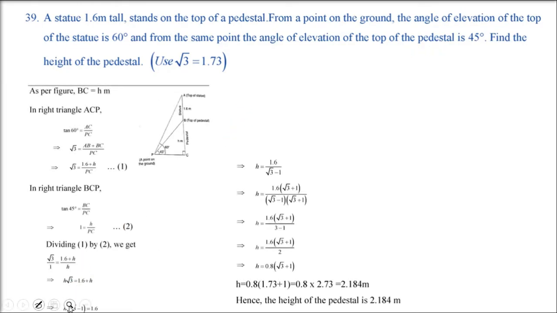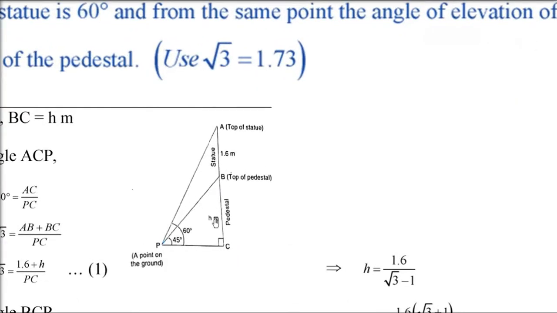So let me show you the figure first. See, here there is a pedestal. Pedestal is the base of the statue. Now, when you see from this observation point the top of the pedestal, you'll get an angle of 45 degree. When you go up to the top of the statue, you'll get an angle of 60 degree.